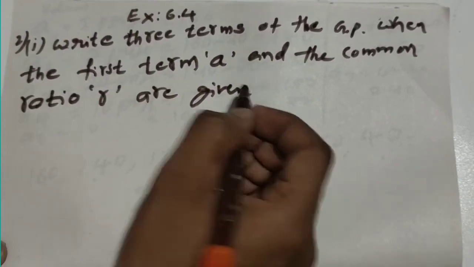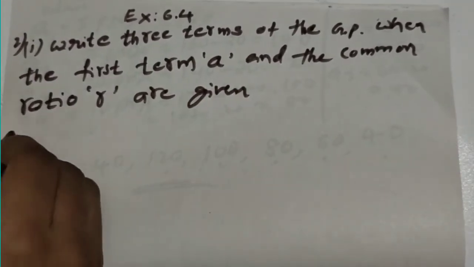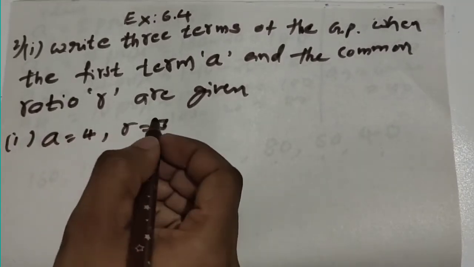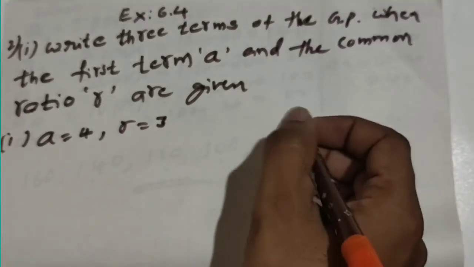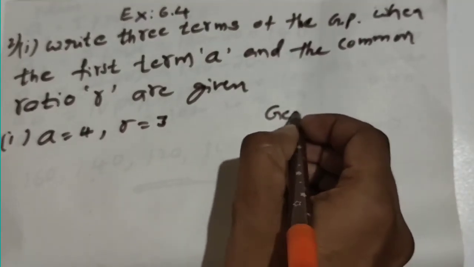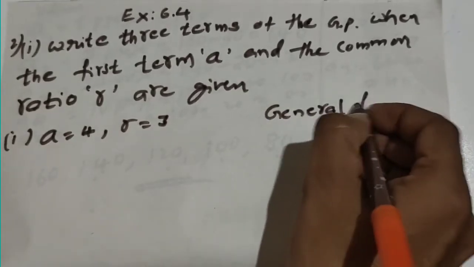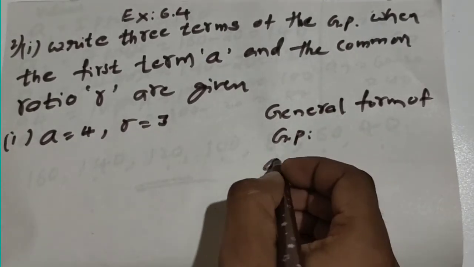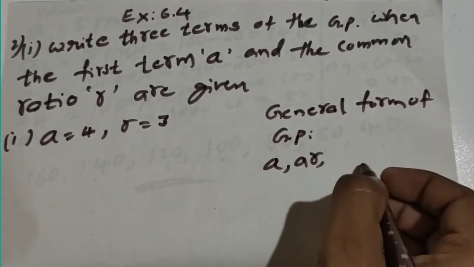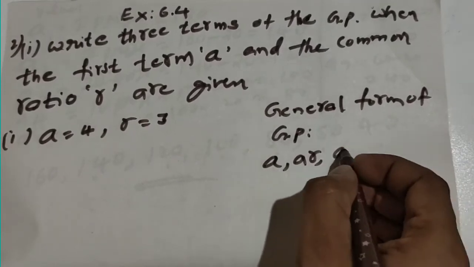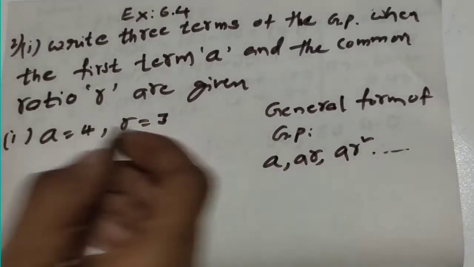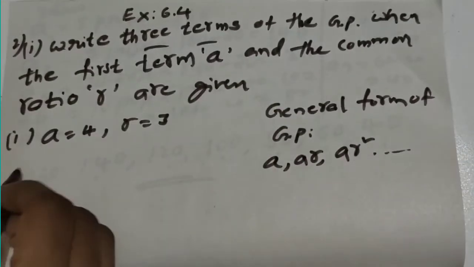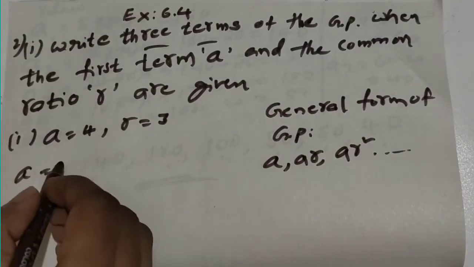Now let us see the first one. A is equal to 4, R is equal to 3. So as we already know, the general form of a GP is a, ar, ar square, and so on. But here we are asking only 3 terms. So already we have the first term A is equal to 4.